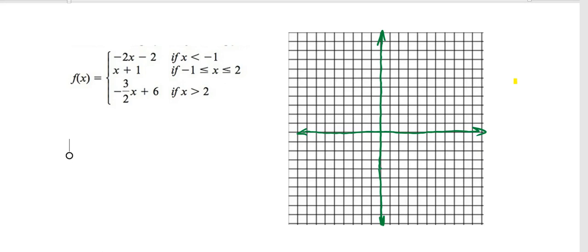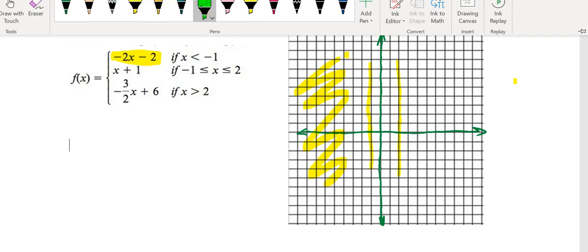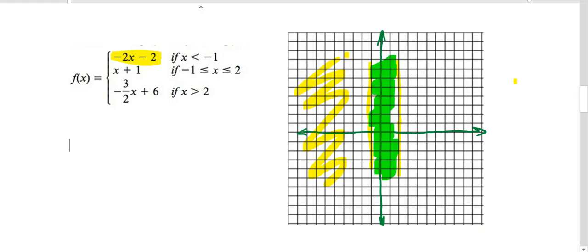My next problem has 2 different places that I want to be aware of. Negative 1, when x is negative 1, and when x is 2. So depending on whether you're in this region, we're going to use this equation. If you're in this region, you're going to use this equation, okay? And if you're in the third region, you're going to use our third equation, okay? So let's look at each of these.